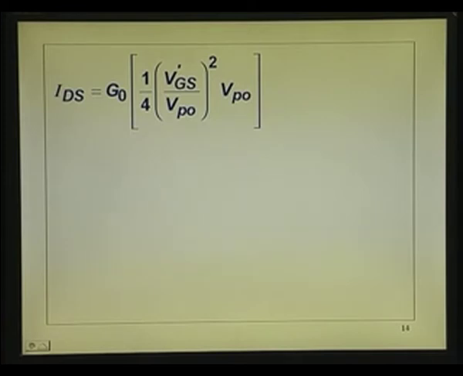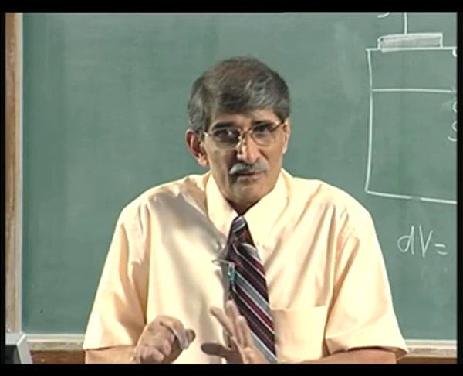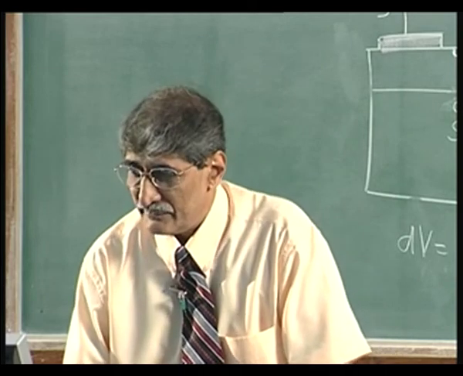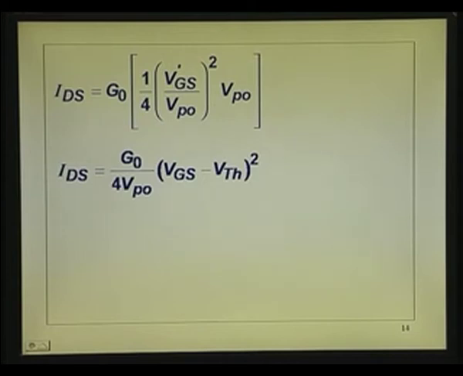Now, see, it is a more pleasant thing to see. Please remember, this is valid when V_GS dash is small compared to V_P0. Very near to V_P0, it is not valid. Now, quickly finishing it off. So I_DS is therefore, expanding that, G naught by 4 V_P0, I have got V_P0 pulled out from there, into (V_GS minus V_T) whole square. Now it is even more pleasant.